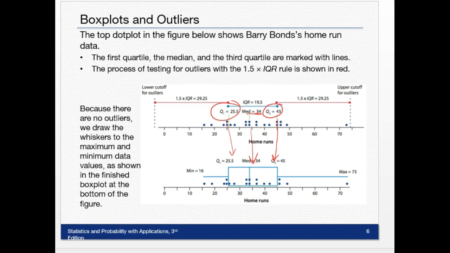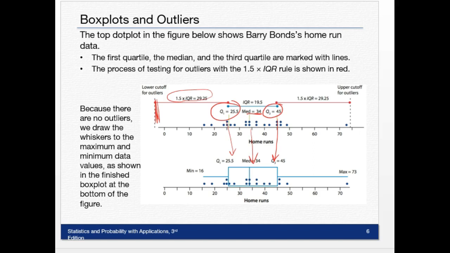And then we calculated outliers. 1.5 IQRs is 29.25. So we didn't have anything lower than our fence over here.